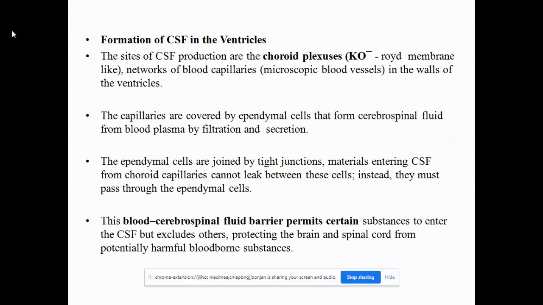So where is the cerebrospinal fluid formed? Formation of the cerebrospinal fluid takes place in the ventricles. We have seen there are four ventricles. So the site of cerebrospinal fluid production is called the choroid plexus. Choroid plexus are a network of blood capillaries. You can see in the pictures later. It is a network of microscopic blood capillaries or blood vessels in the walls of the ventricles. So the walls of the ventricles contain this choroid plexus, which are a network of blood capillaries.